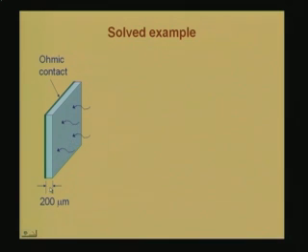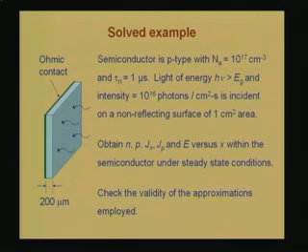Let us look at other details of the semiconductor and what is expected to be done. The semiconductor is p-type with a doping level of 10^17 per centimeter cube. The lifetime of minority carriers, that is electrons, is 1 microsecond. Now the light energy is greater than the energy gap of the semiconductor. Let us assume that the semiconductor is silicon in this case, and the intensity is 10^16 photons per centimeter square per second. So this is incident on a non-reflecting surface of 1 centimeter square area.